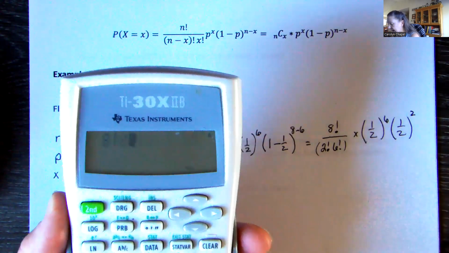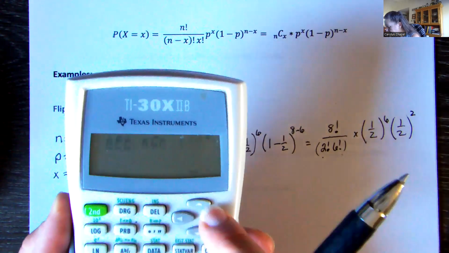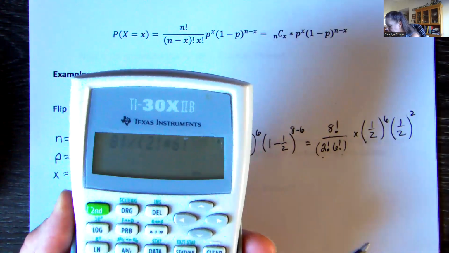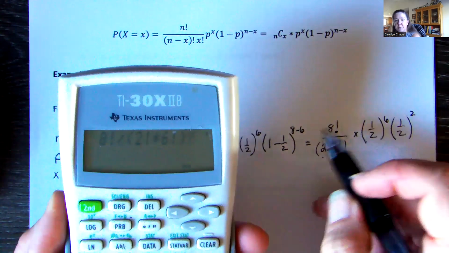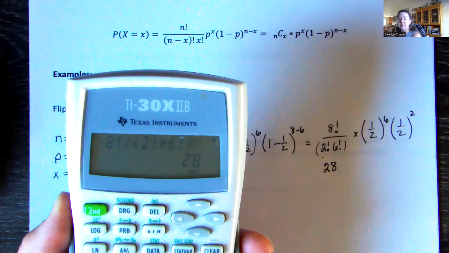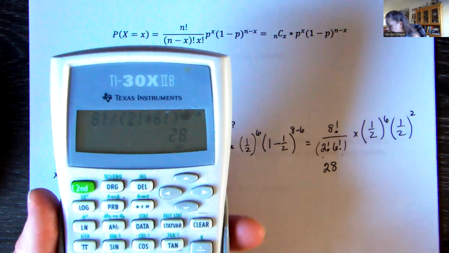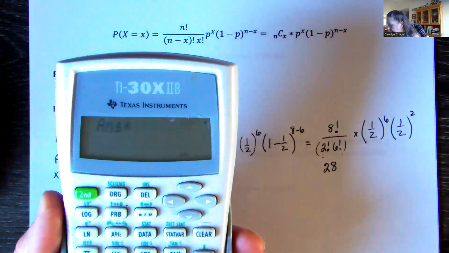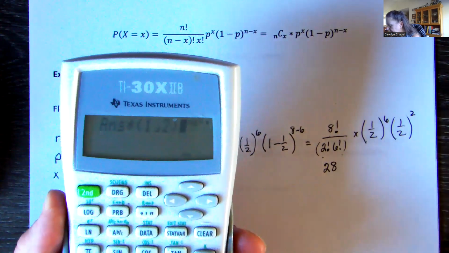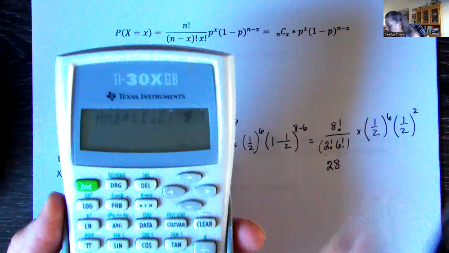I'm going to divide it by, and I'm going to put in parentheses, my 2 factorial times 6 factorial. And I like to get this number just because it's always going to be a nice whole number. So I get the number 28. And then I'm going to multiply that by 1/2. I'm going to use the fraction, so 1/2, and I'm putting it in parentheses, raising it to, that's my little caret key here, the 6th power.